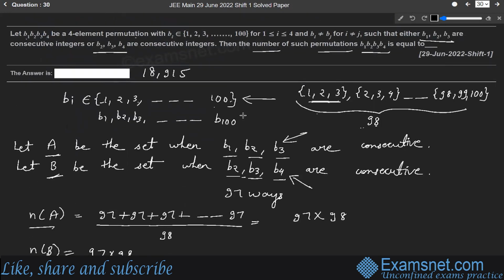I hope you are clear with this question. The basic thing to remember here is how to form the set of consecutive integers. All right. Consecutive numbers have a difference of 1 between them. And in this question, we were given two different sets. A contains B1, B2, B3 as consecutive numbers and B contains B2, B3, B4 as consecutive numbers. That is why we have taken the intersection. And finally, we found the value for the number of permutations for B1, B2, B3 and B4.